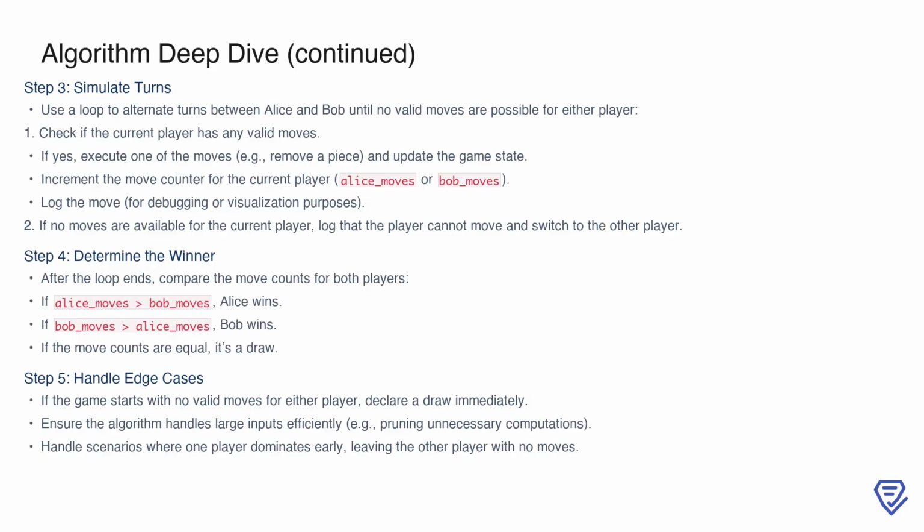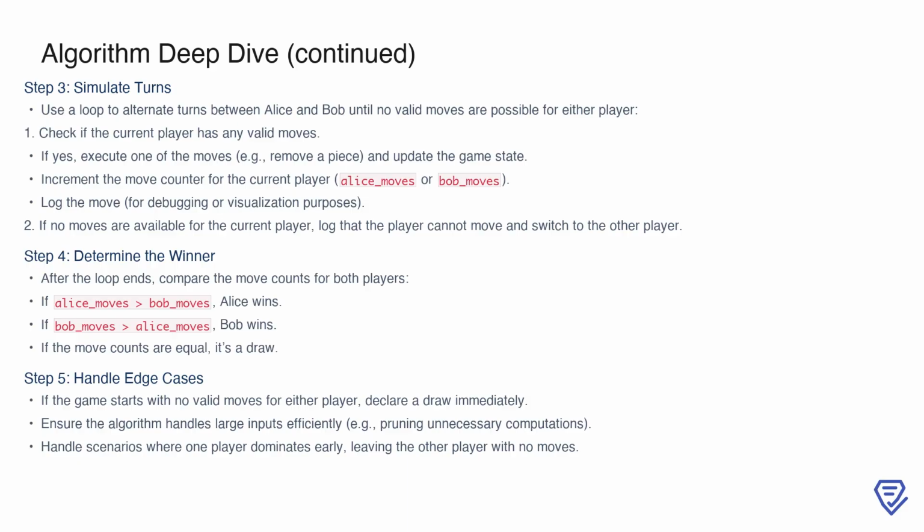Once the loop ends, determining the winner is straightforward. By comparing the move counts of Alice and Bob, we can declare a winner, whether it's Alice, Bob, or a draw in case of equal moves. Additionally, edge cases must be handled carefully. For instance, if the game begins with no valid moves for either player, it should be declared a draw immediately.